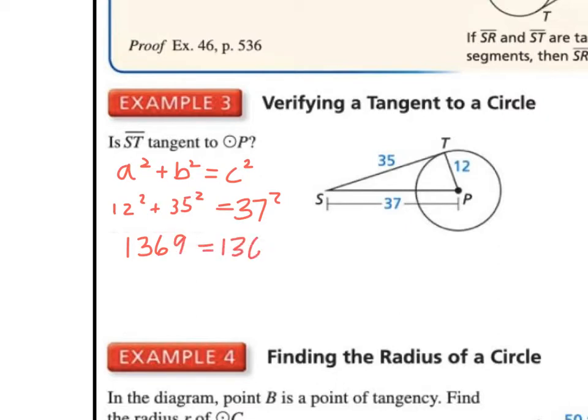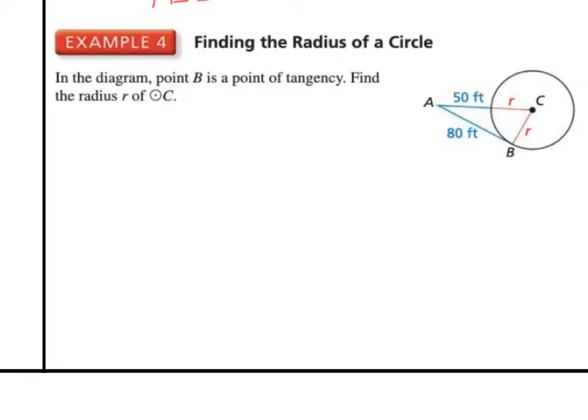1369. So because the left equals the right, you can say yes, because it's going to make a right angle here, that is a right triangle. So yes, it is tangent, using what's called the converse of the Pythagorean theorem. This has to be a right angle because you have a tangent.